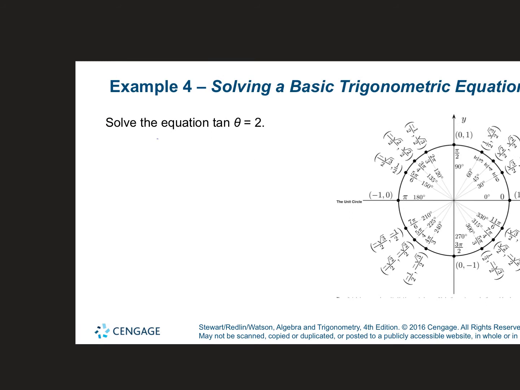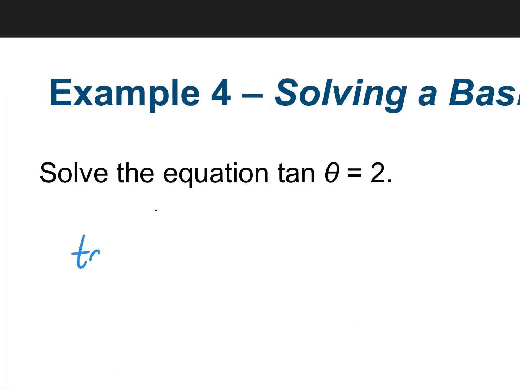When we solve these, what's the first thing I did? Rewrite it. Good. So I have the tangent of theta equals 2. Now you can always find these things using a calculator, but we're not using a calculator. You can use one on the quiz or test, but we're just worried about finding stuff on the unit circle. So follow the steps that I did.